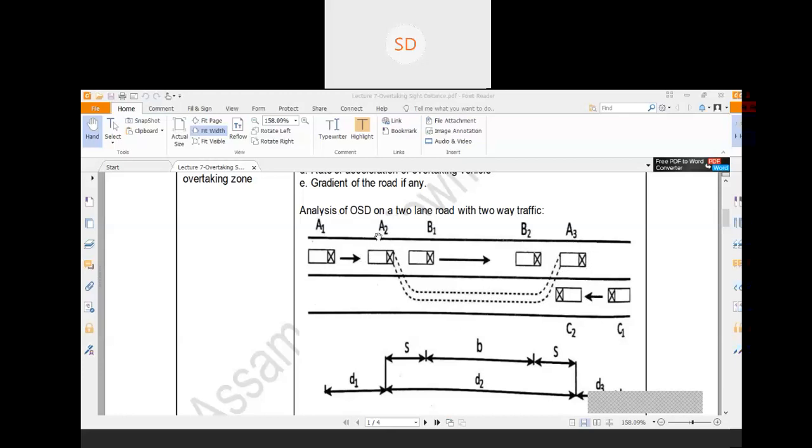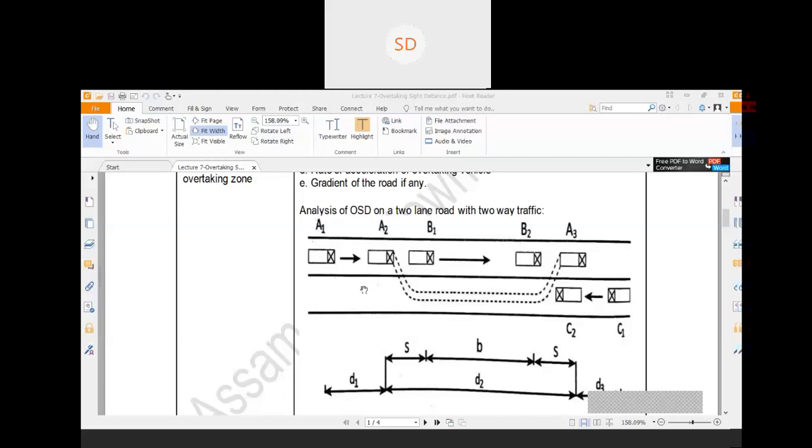This is actually from A2 to H3, that is actually the overtaking operation. Now another thing, whenever you are following the vehicle, in that case, what will you do? You will reduce your speed. Now it is assumed that whenever you are reducing your speed and following vehicle B, you will look for any opportunity, and this depends on your reaction time.